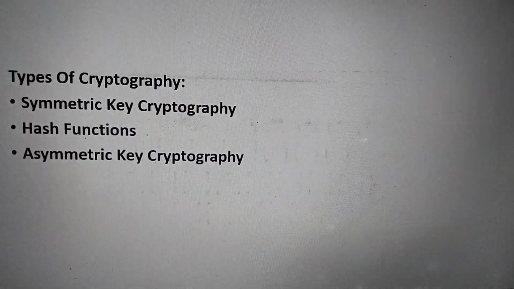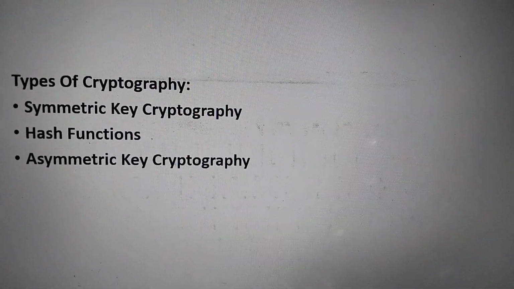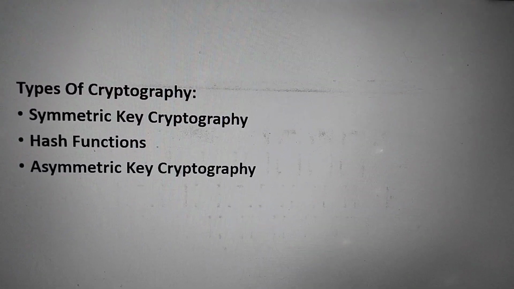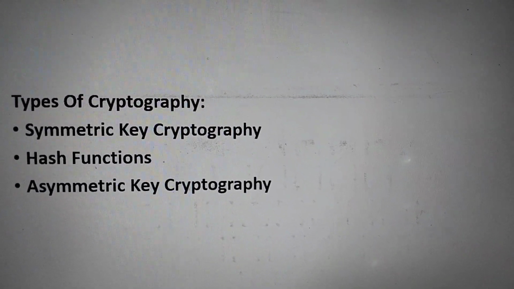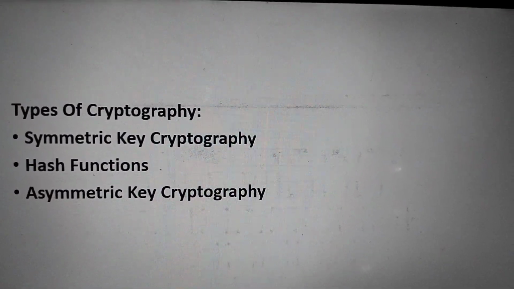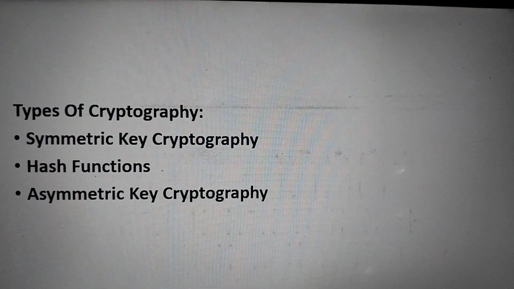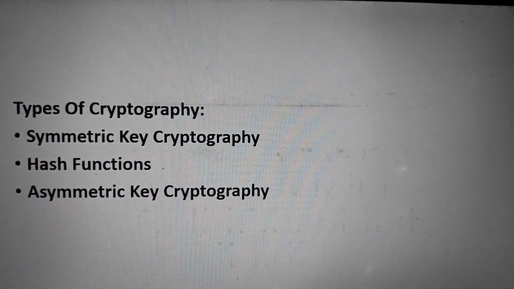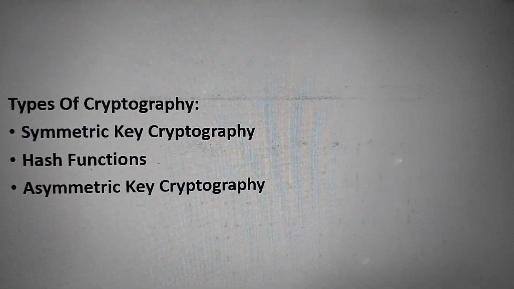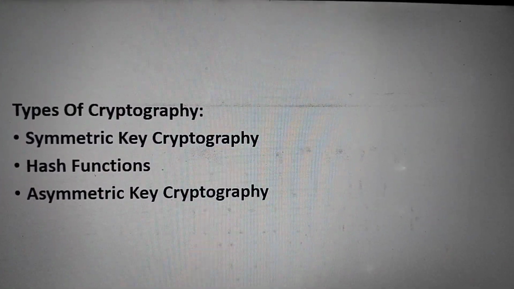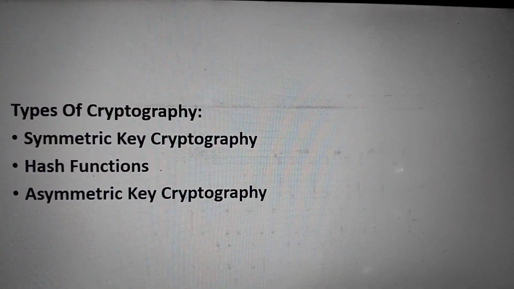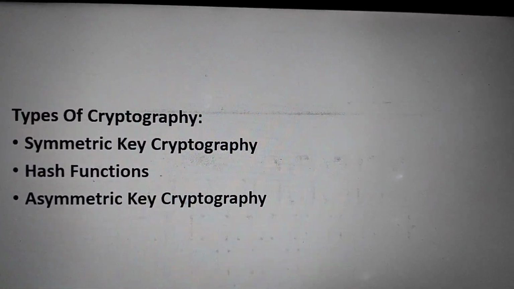Next we move to the types of cryptography methodologies available under cryptography concepts. Mainly we use three types of cryptography systems to perform encryption and decryption. The first one is symmetric key cryptography. In symmetric key cryptography, when performing encryption and decryption, the same key is used for both encryption and decryption.